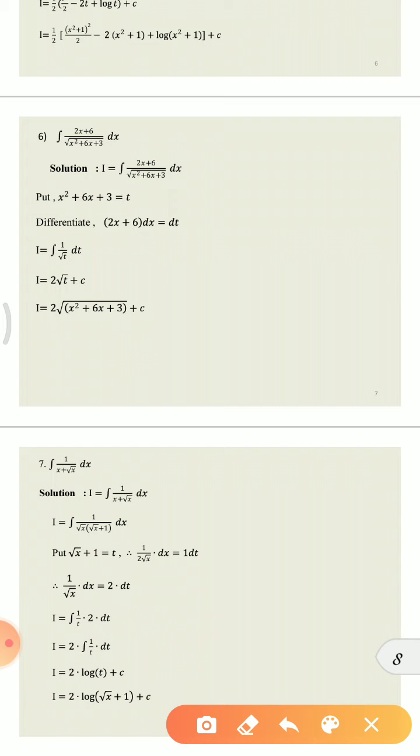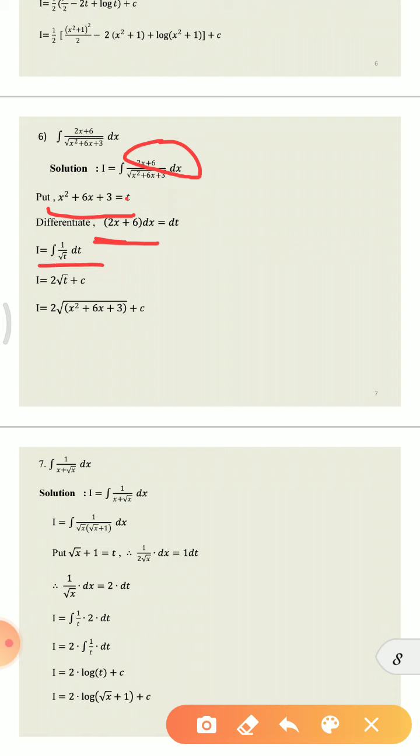We have to put x² + 6x + 3 equal to t, and differentiate this: derivative of x² is 2x, derivative of 6x is 6, derivative of 3 is 0. That means (2x + 6) dx is equal to dt, and that is the new integral form.